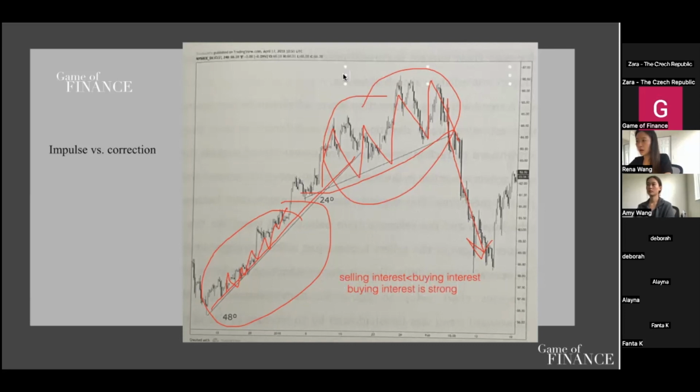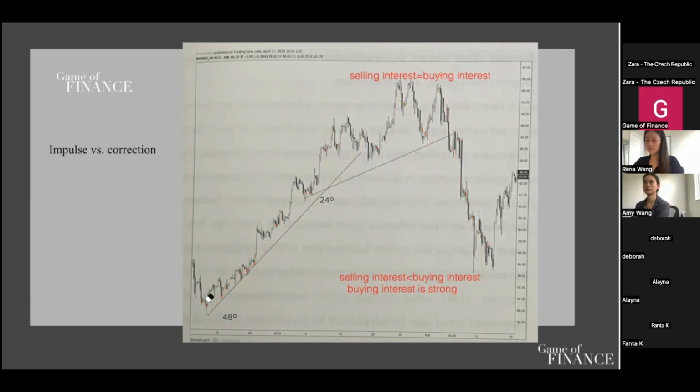But for this part, we can say that the selling interest is relatively equal to the buying interest, even though the trend is still going up, but it's relatively equal because of the fluctuations. That's what I was trying to get across. Okay, so what does this mean?